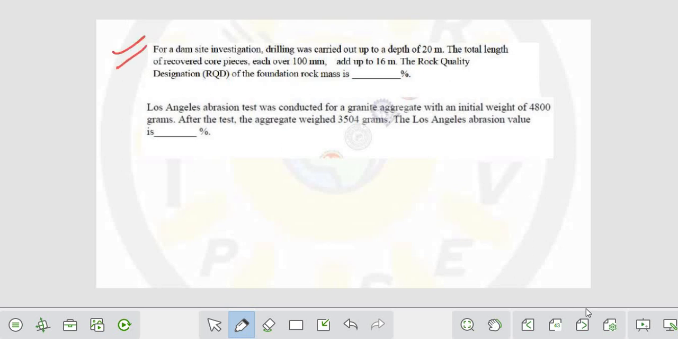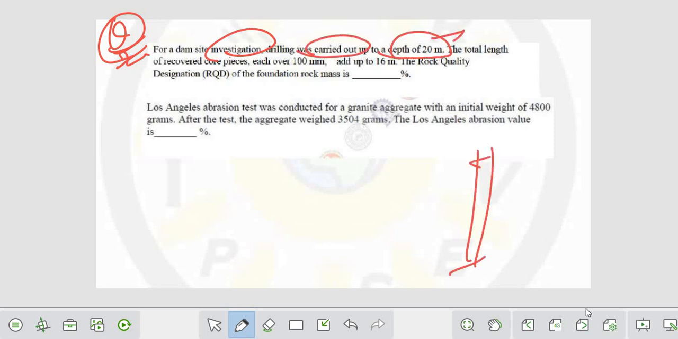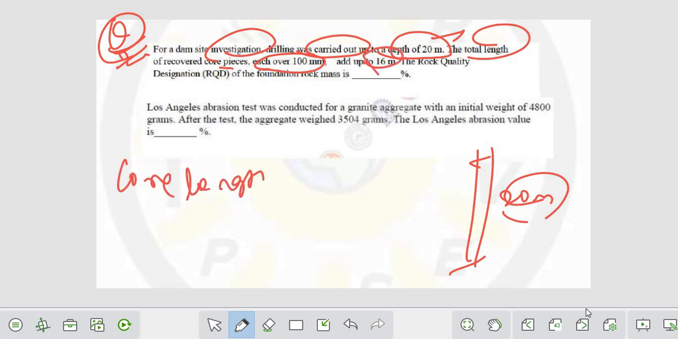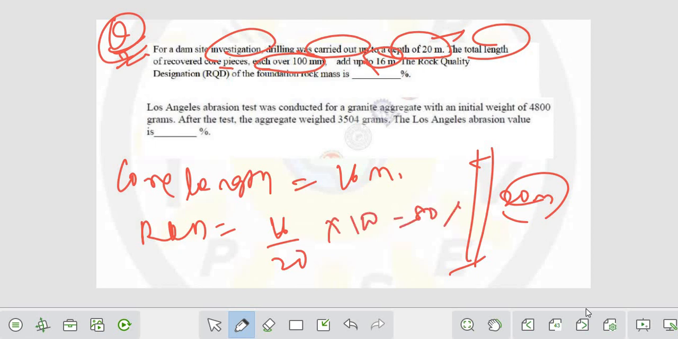Next, go to this part. Question number 2. For a dam site investigation, drilling was carried out up to depth of 20 meter. कितना drilling हुआ है? 20 meter तक. Total length of recovered core pieces each over 100 millimeter, ठीक है? Add up to 16 meter, ठीक है? What is the core length? 16. Okay. RQD will be 16 by 20 into 100. That is 80%. So the percentage will be 80%.